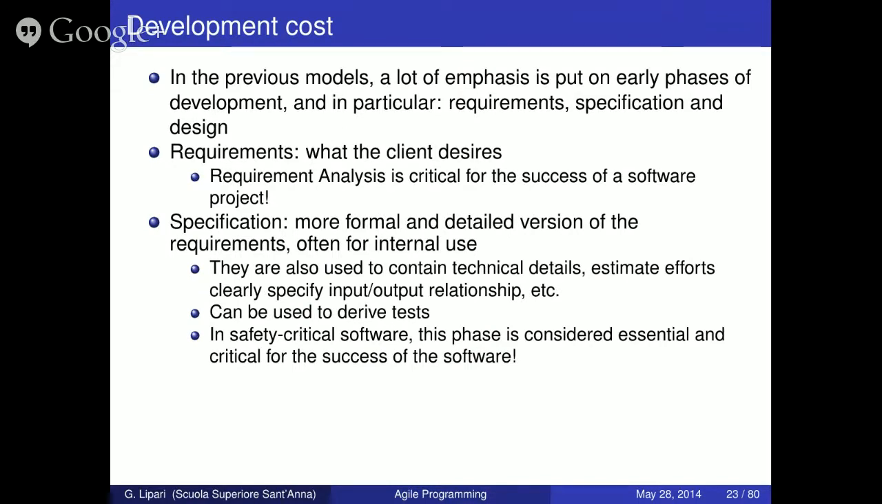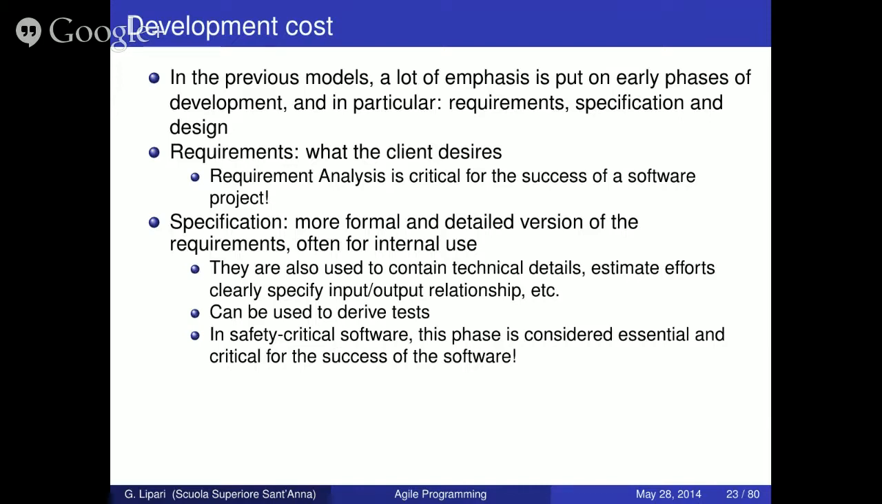Specification is just the requirements, but a more formal and detailed version, often for internal use. And they also used to contain technical details, to estimate efforts, specify input-output of the different functions and so on. And this can be used to derive tests, generally. And in safety critical software, this phase is essential, critical for the success of software. So requirement is critical because it's what the customer wants. Specification is critical because you are going to write tests out of the specification.